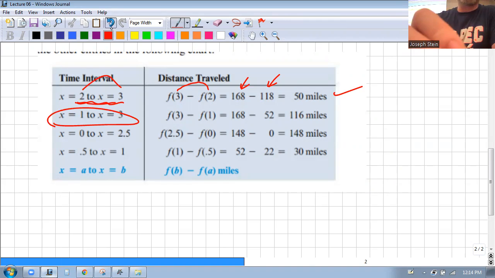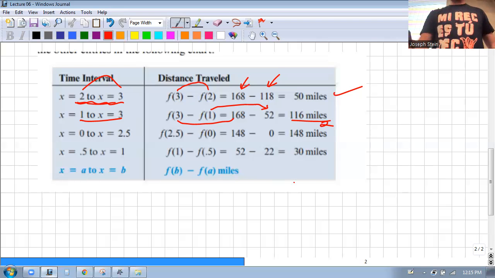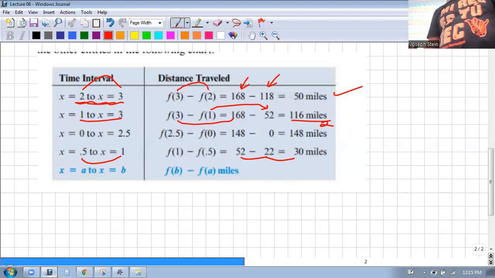Or you could look at the average from 1 hour to 3 hours. At the third hour, he's at the 168 mile mark. After 1 hour, he was at 52 miles. So from hour 1 to hour 3, he drove 116 miles, but that was over 2 hours. So divide that by 2, and that's the average speed from hour 1 to hour 3. They just have different averages for different amounts of time. From 30 minutes to an hour, he drove 30 miles. So you take 30 miles and divide it by a half. So from 30 minutes to an hour, he's been driving on average 60 miles an hour.